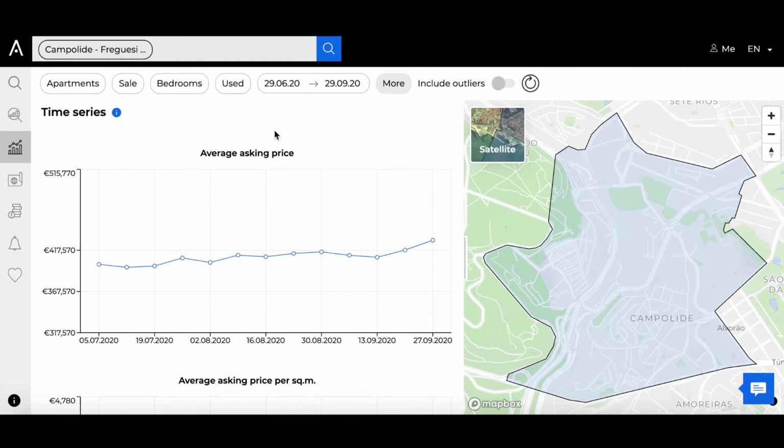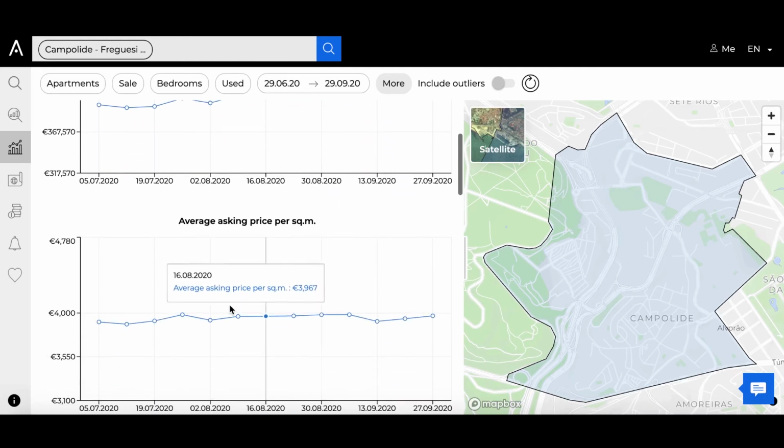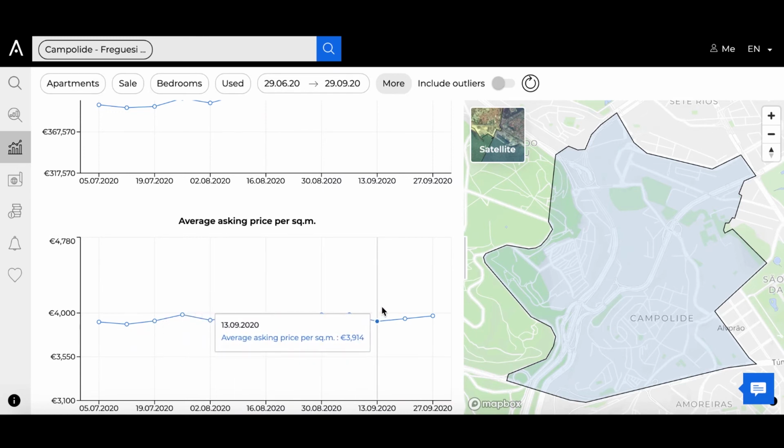So here we have the time series section. We have 6 unique graphs which are all really useful when conducting market analysis. The first one we have is perhaps one of the most familiar, which is the average asking price. And we can see even over this period of 3 months, we have an asking price that is climbing slightly. If we go down, we're able to see the asking price per square meter, again reflecting that trend of a slight increase over the time period, small dip, and then back to the increase here again.